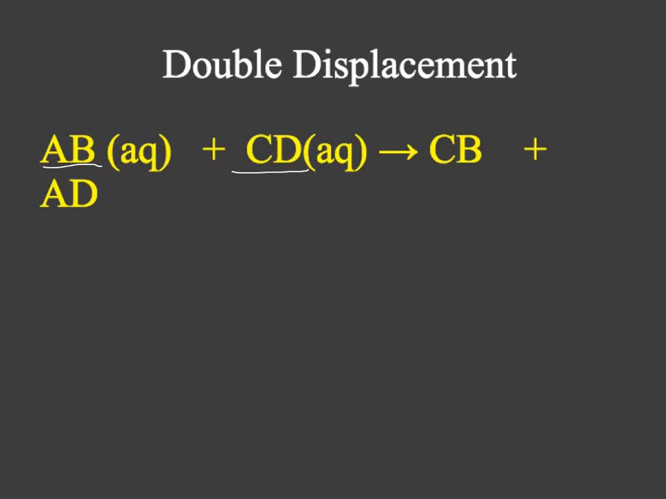What happens is A goes over and takes C's spot, so AD ends up as one of the products. C goes over and takes A's spot, so CB ends up as a second product. Make sure that the positive or the metal one is always written first, with the non-metal written after the metal.